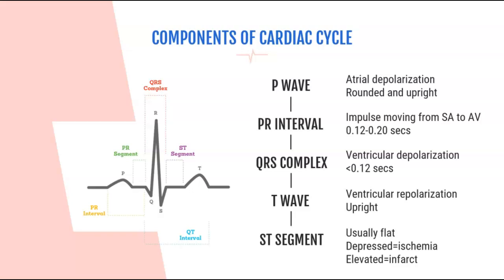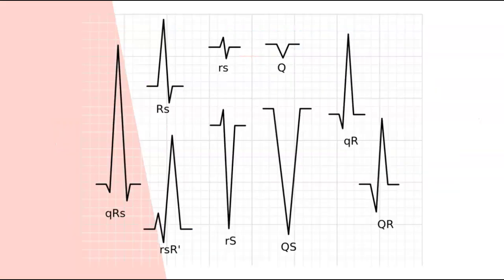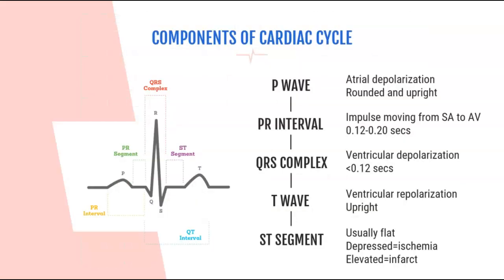The QRS complex represents ventricular depolarization or contraction. Not all QRS complexes may have a Q, but they are still normal. These are a few of the variations of the QRS complex that you might see. The QRS complex is measured from the beginning of the Q to the end of the S, and normally it is less than 0.12 seconds.